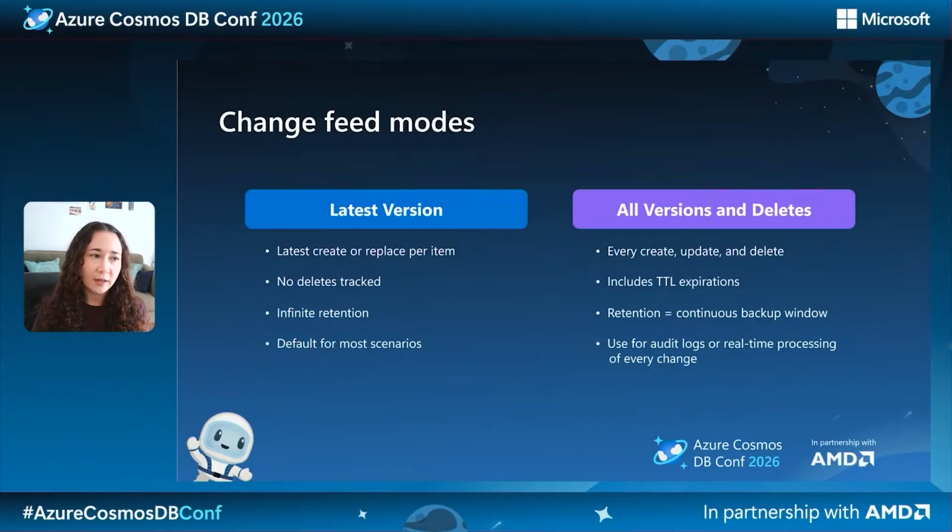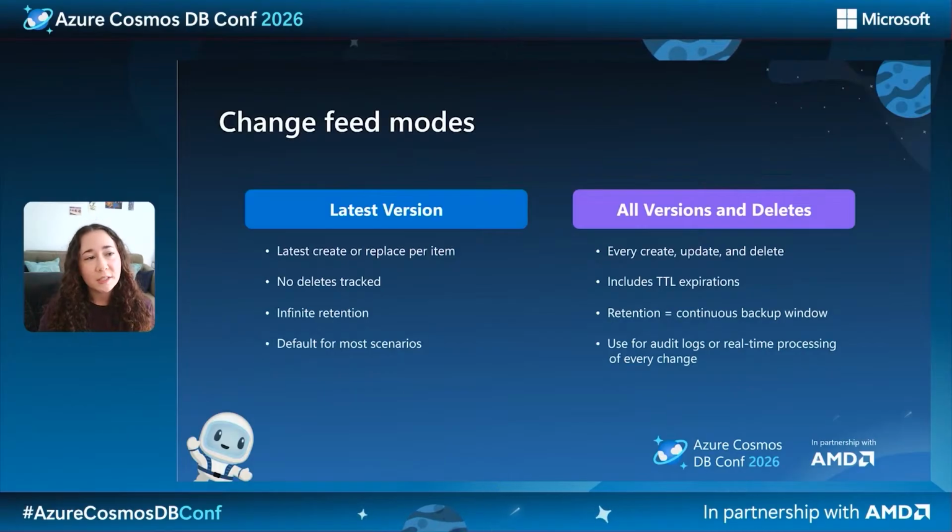There's infinite retention of all of these changes in your container, and you can go back and read even from the very beginning of your container to get all of the items and their updates. This is really great for a lot of change feed scenarios and powers most change feed apps today.